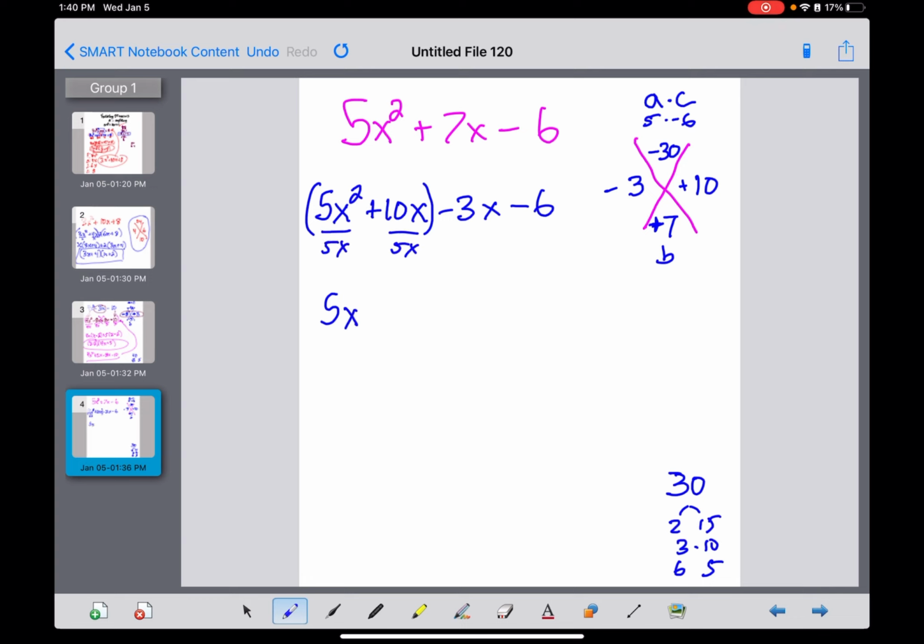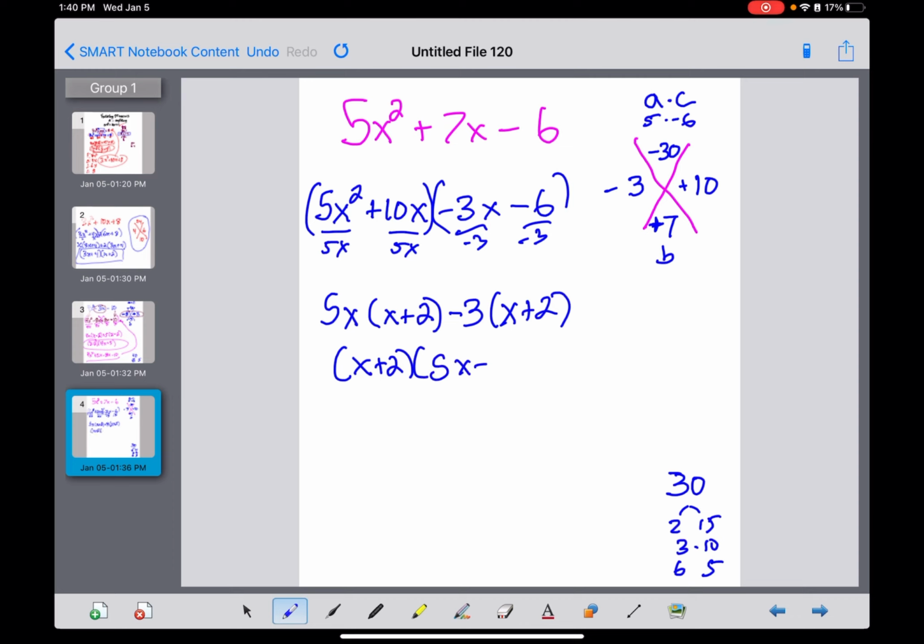So divide each of these by 5x. That leaves me with x plus 2. Seems like we're getting x plus 2 a lot, doesn't it? It's not always x plus 2. What's the GCF now for the last set? 3, right? Make sure we take out a negative 3. That leaves me with x plus 2. So our factors: x plus 2 times 5x minus 3. We're done.